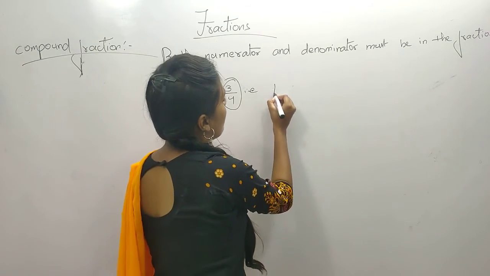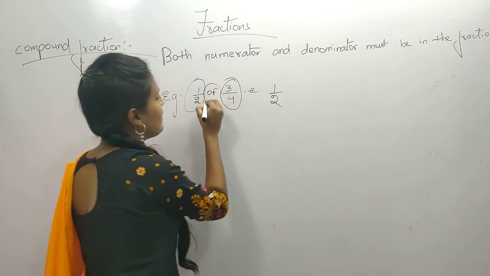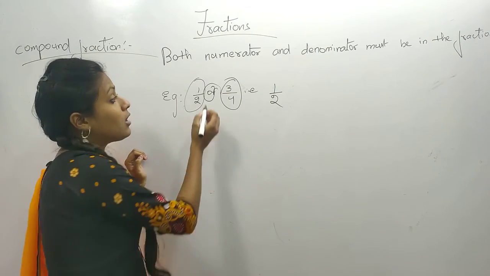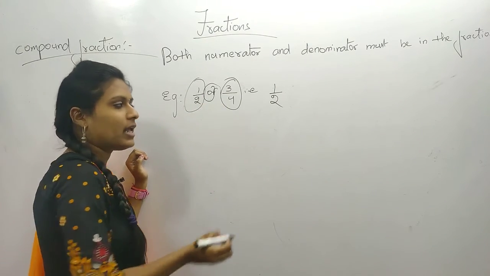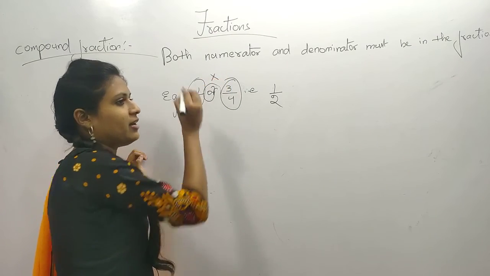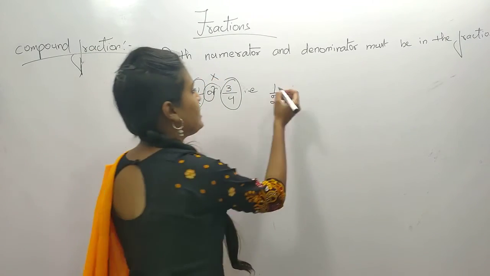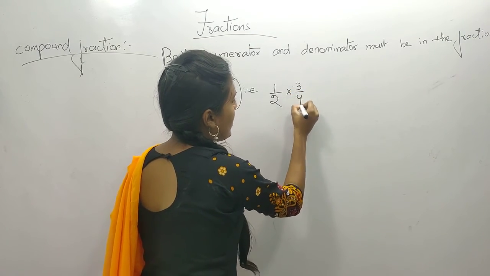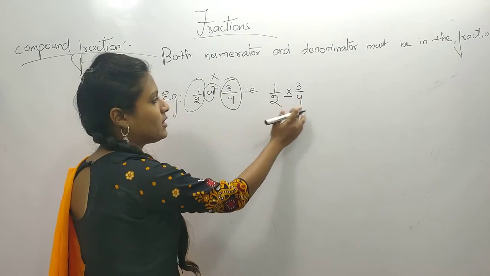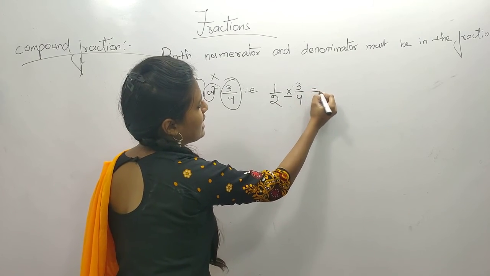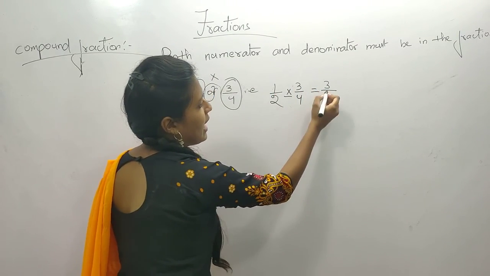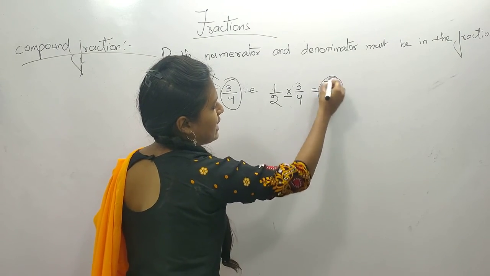Let's observe 1 by 2. Here "of" is given, and you may be confused that it means something else. No, "of" in mathematics means multiplication. So 1 by 2 into 3 by 4, you must multiply both. What answer will you get? 1 times 3 is 3, and 4 times 2 is 8. You get 3 by 8.